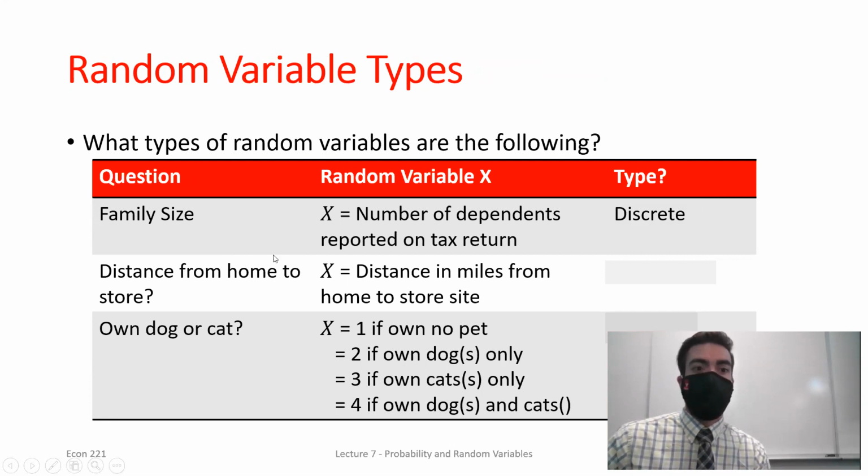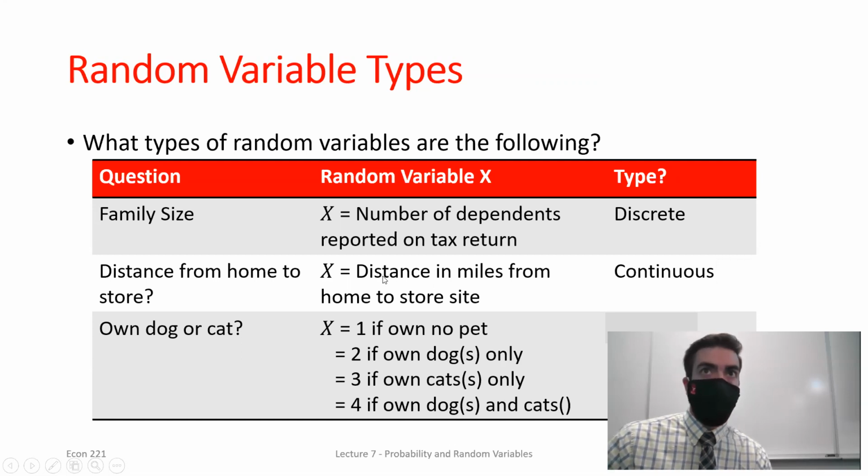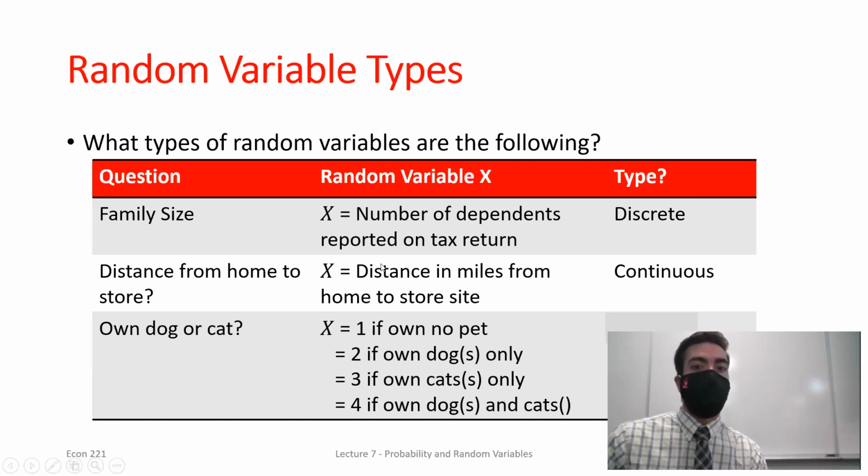What is the distance that you are from, I don't know, the nearest store? Well, this could be continuous, right? Because I could break this down to, I'm 4.31 miles, right? I could actually have a very large array of possible outcomes for that.